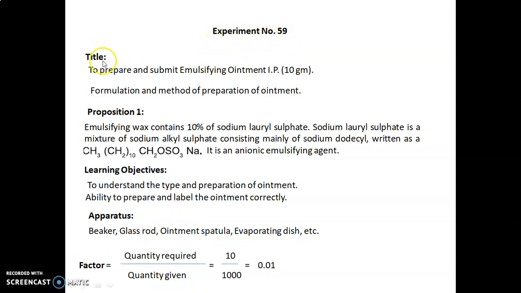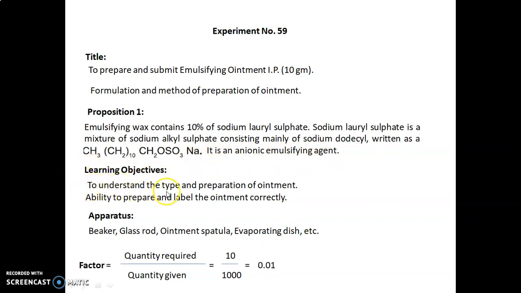Experiment number 59. The title of this experiment is to prepare and submit Emulsifying Ointment IP, Indian Pharmacopoeia, 10 gram. Formulation and method of preparation of ointment. Emulsifying wax contains 10% sodium lauryl sulfate, SLS. Sodium lauryl sulfate is a mixture of sodium alkyl sulfates consisting mainly of sodium dodecyl sulfate, CH3(CH2)10CH2OSO3Na. It is an anionic emulsifying agent which carries a negative charge.